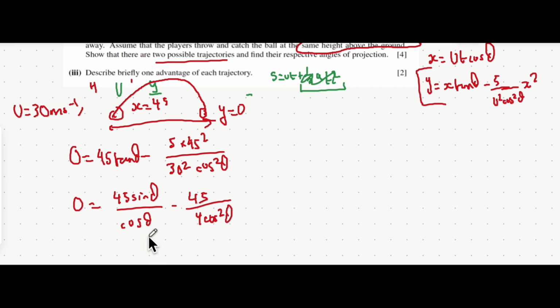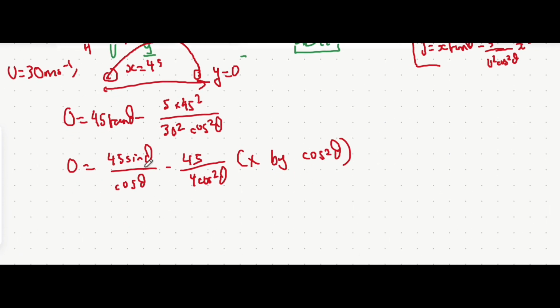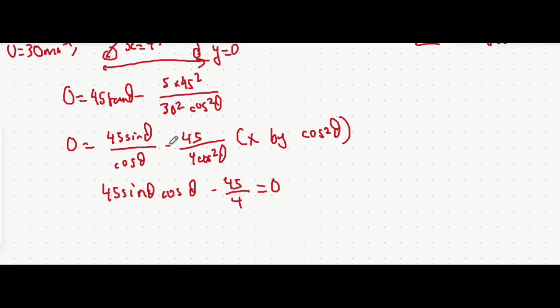And then to make this in a format where it's easy to solve, I'd recommend you multiply every term by cos squared theta. So let's do that. Cos squared cancels out with one of the cos on the denominator, leaving you with just 45 sine theta cos theta as the first term here. This cos squared cancels out with this cos squared, leaving you with 45 over 4. So minus 45 over 4 is all equal to this side here, which is 0, because 0 times cos squared theta is just 0.